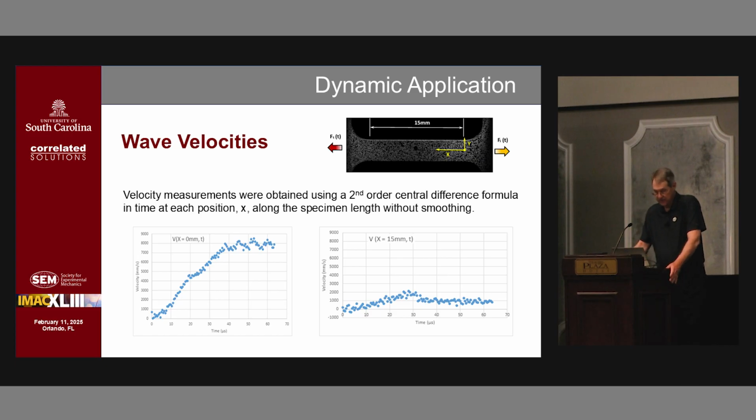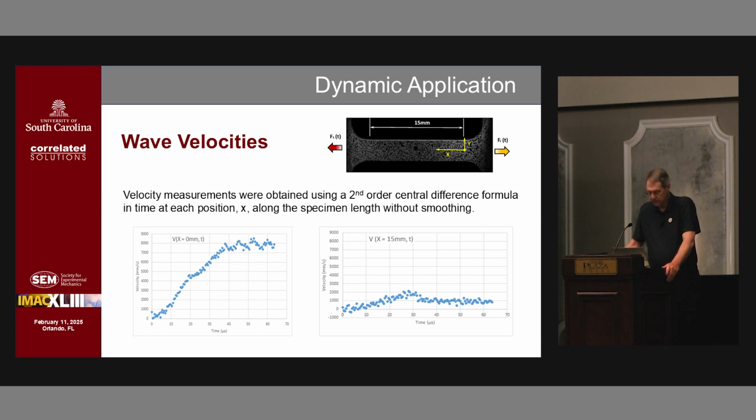Out of that, I got the velocities. I just used a straight central difference. Did not smooth this data. This is just straight up central difference shown here. And you see there's a good bit of noise in the velocity field, but it's not bad. You see the increase in velocity. This is at x equals 0 millimeters, the left edge, as a function of time. The velocity is increasing as the wave is propagating in.